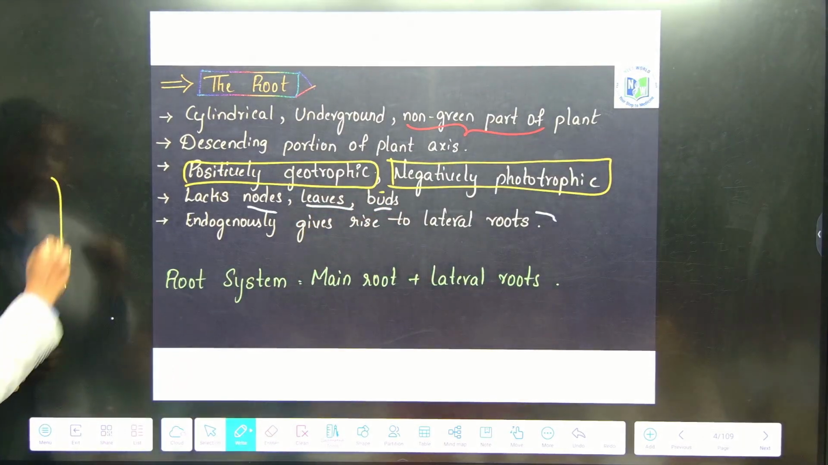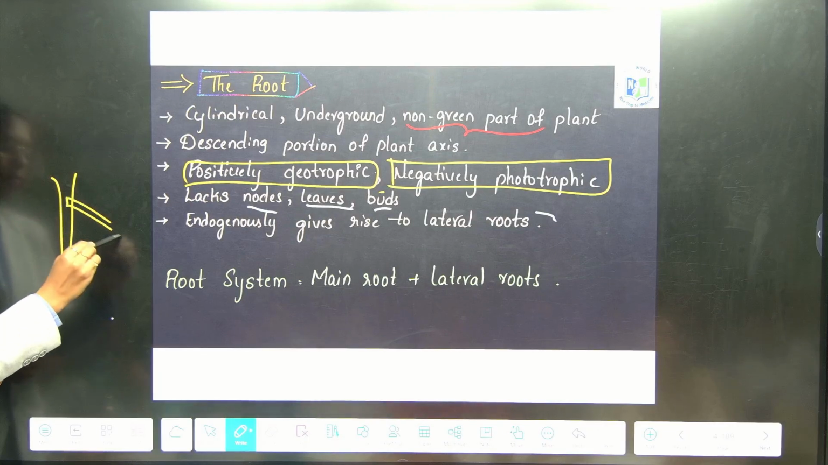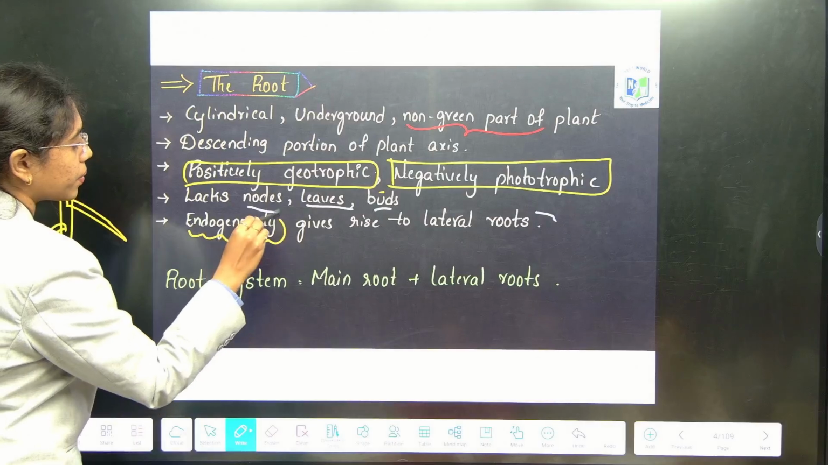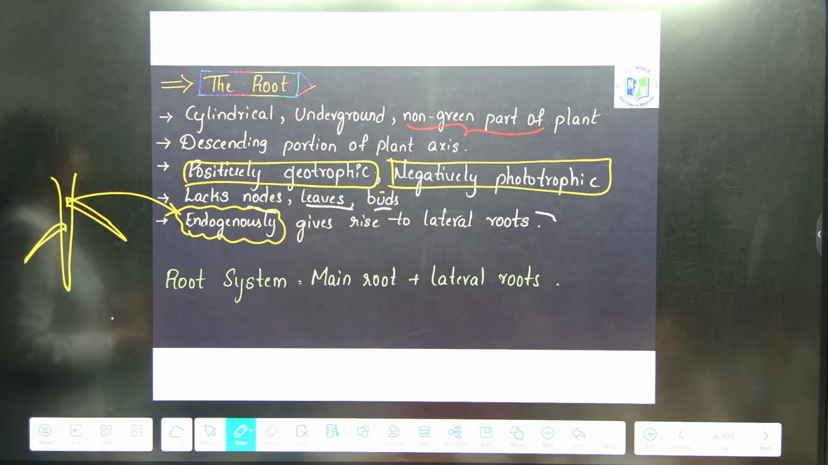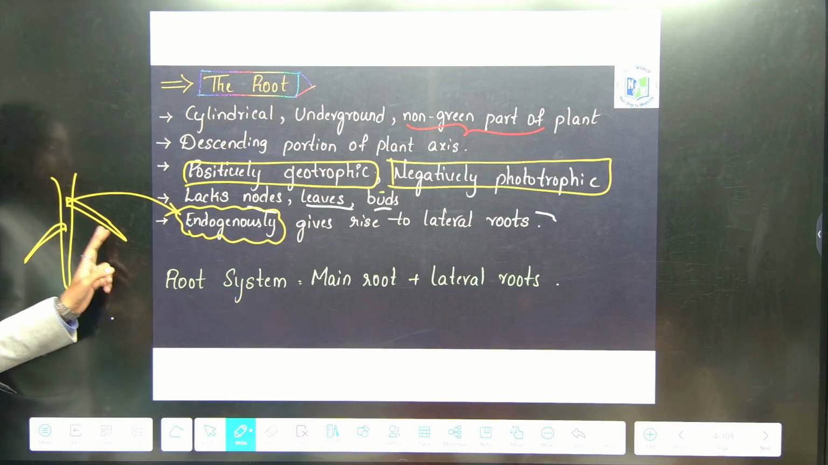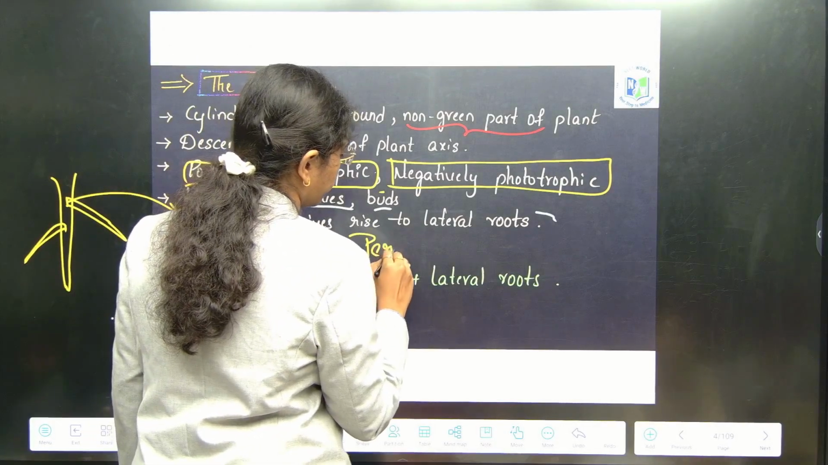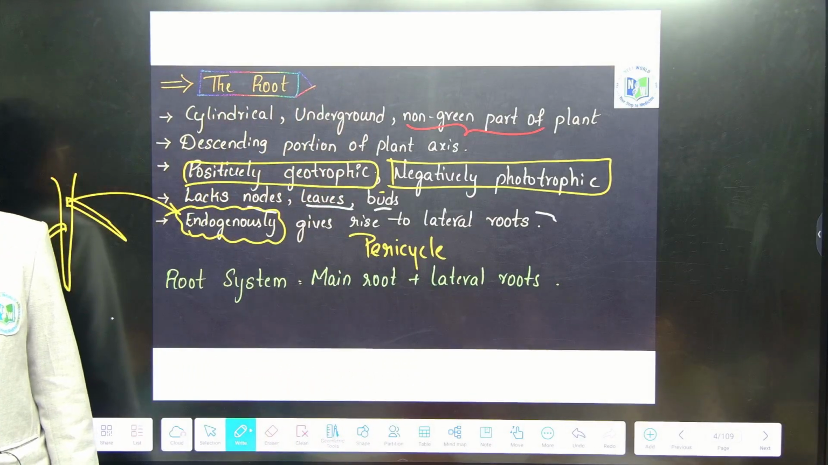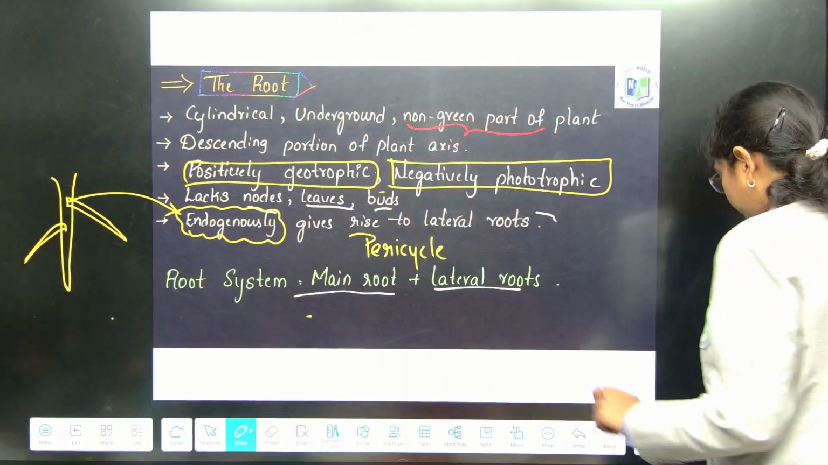And if you take the taproot system into consideration, taproots will have lateral roots, yes or no? Anatomically, from which region will these lateral roots arise? Lateral roots will arise endogenously. Okay, lateral roots arise endogenously from the primary root, exactly from pericycle. Lateral roots arise endogenously from which region, ma? Pericycle. So root system includes what? Main root and lateral roots.